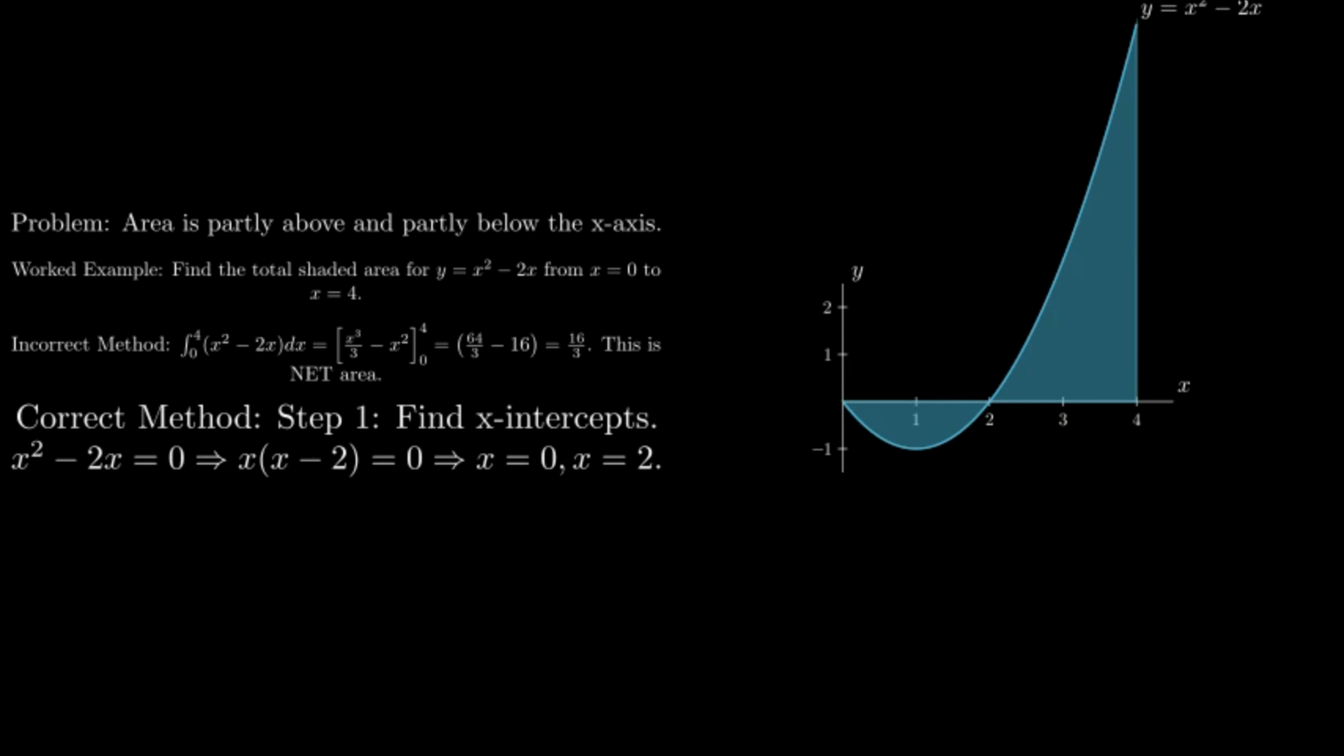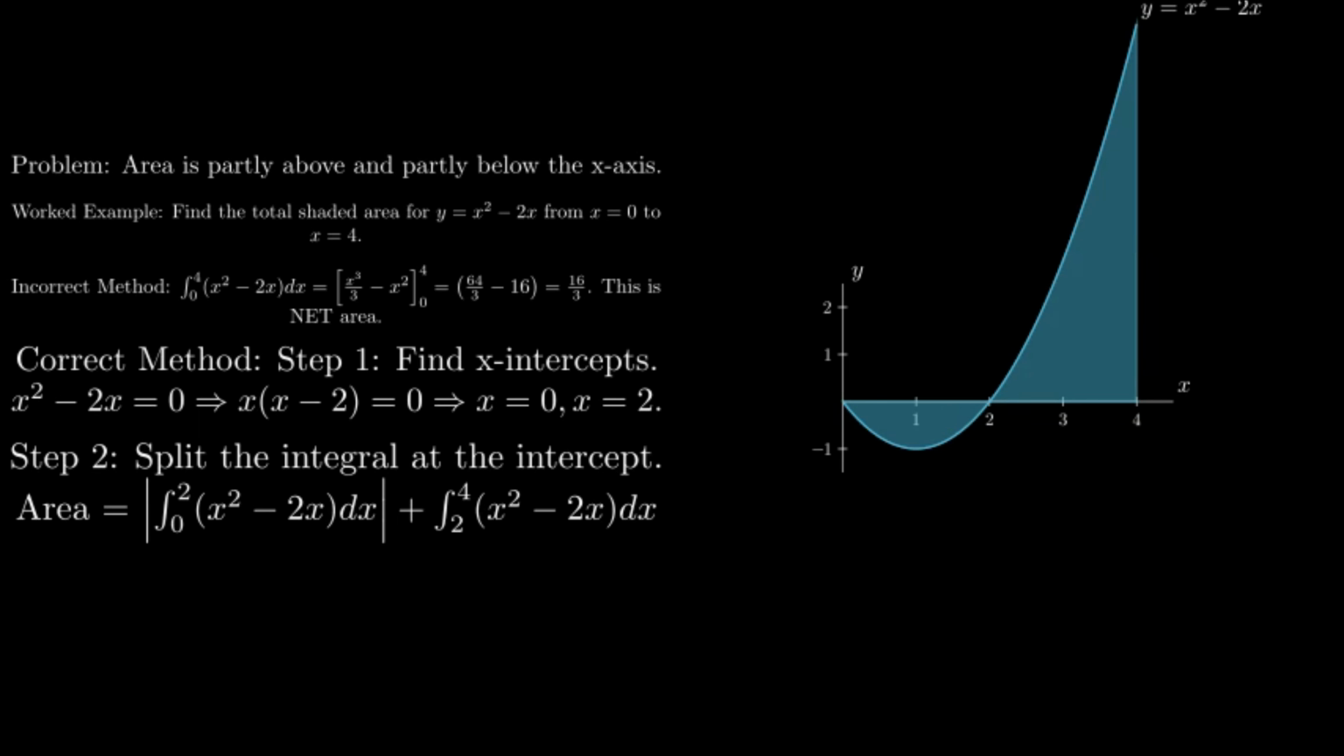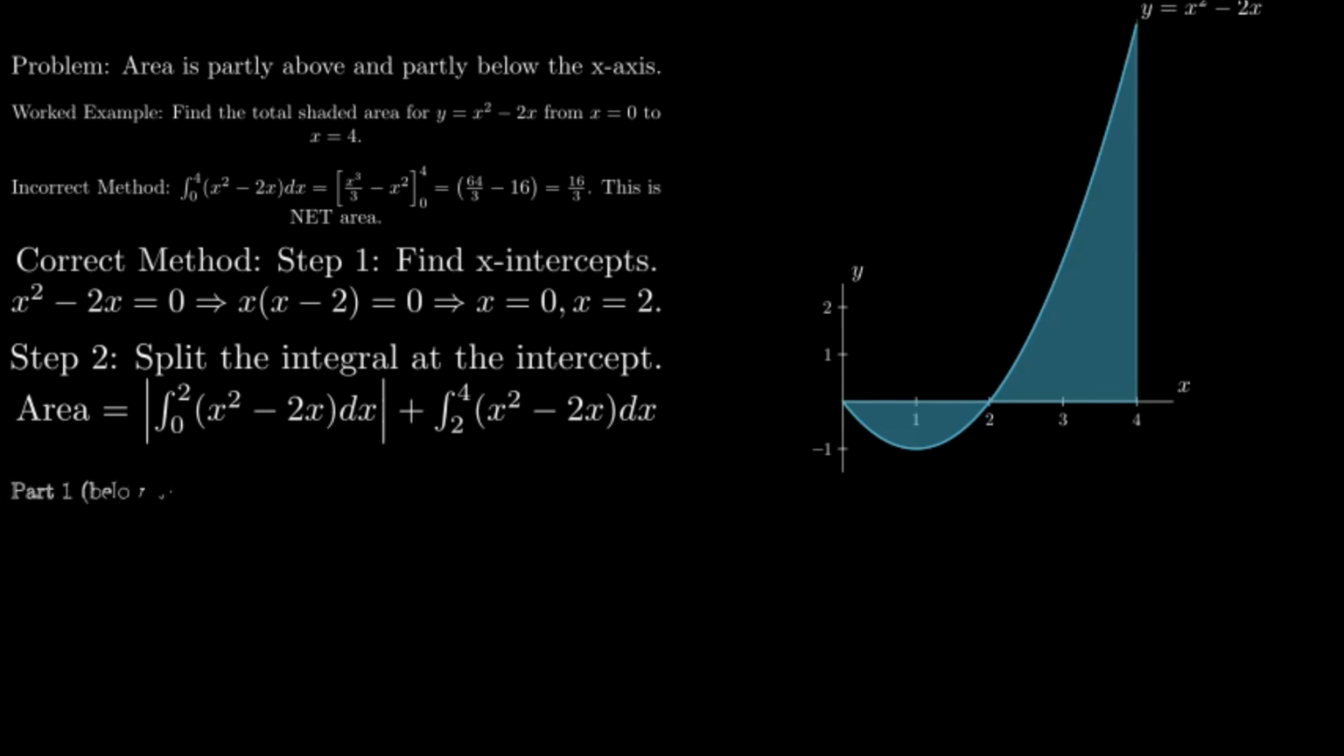The correct method starts by finding where the function crosses the x-axis. We already know this is at x equals 2. We must split our integral into two parts at this intercept. We'll calculate the integral from 0 to 2 and the integral from 2 to 4, and then add their absolute values. First, the integral from 0 to 2. We calculate this to be negative 4/3. So the area of this piece is the absolute value, which is positive 4/3.